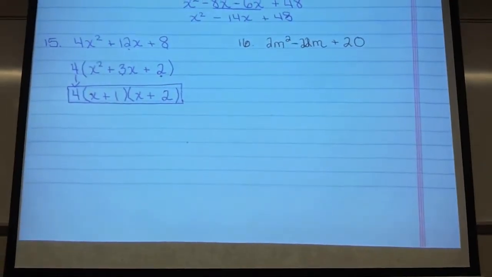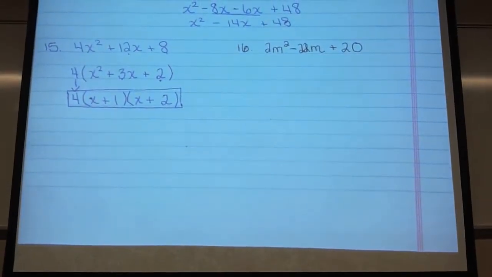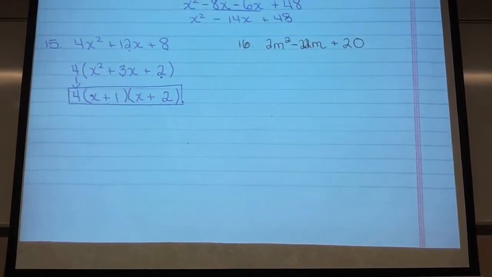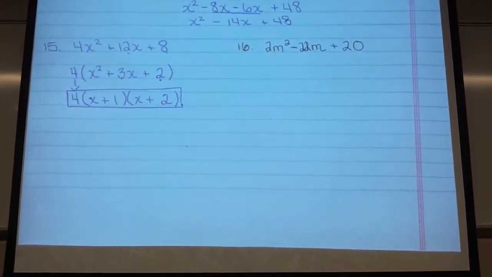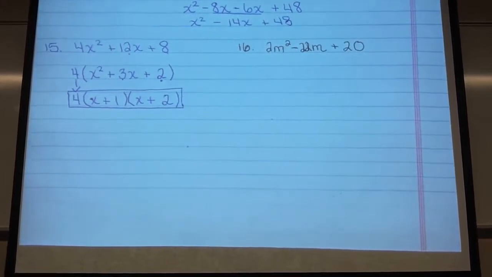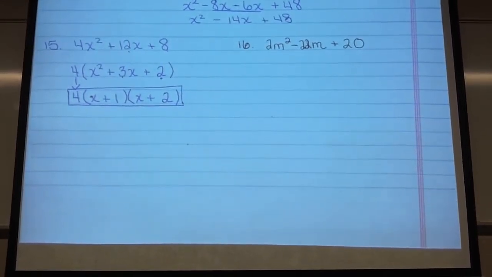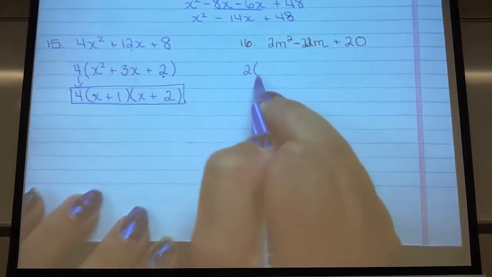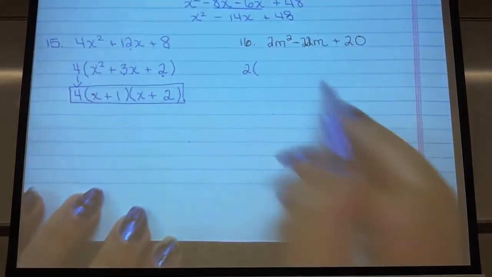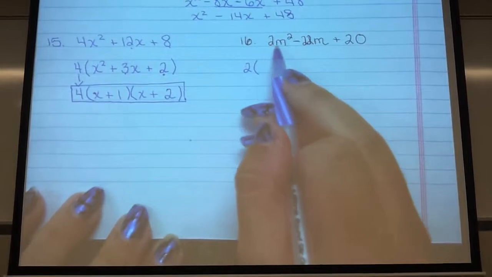Okay, all right, so 2m squared minus 22m plus 20. So what is your common number there? 2. I'm taking a 2 out of every single term there. What would I have left if I take the 2 out of this?